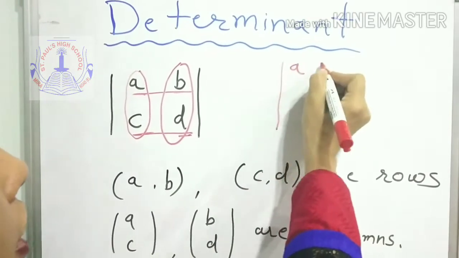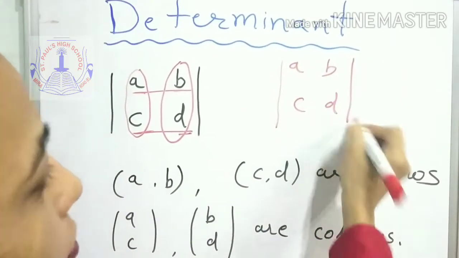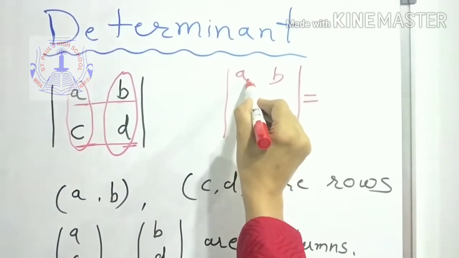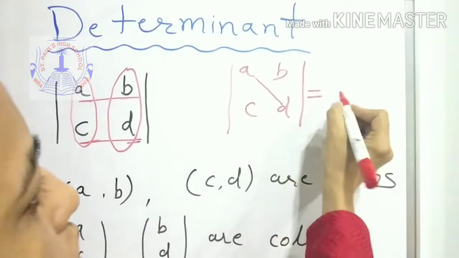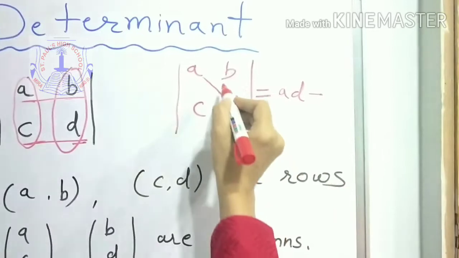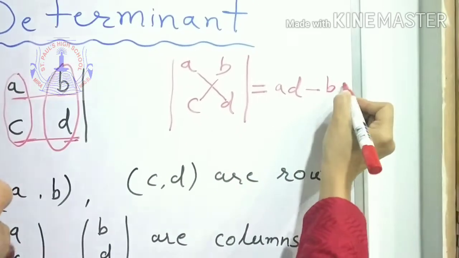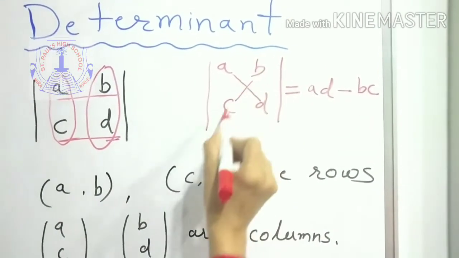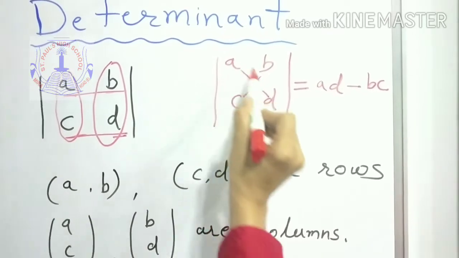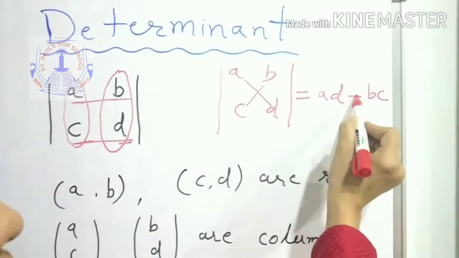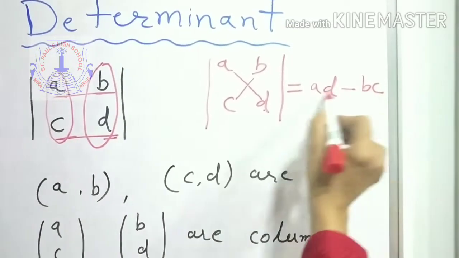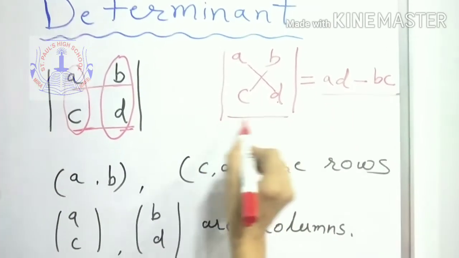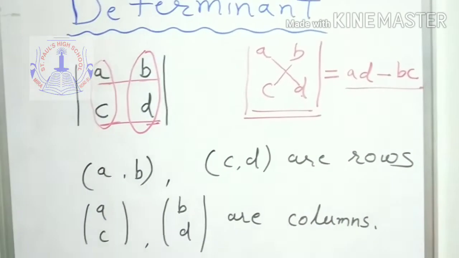If A, B and C, D is a determinant, how to find the value of this determinant? By cross multiplication. You need to multiply A with D, so AD, minus B with C. AD minus BC is the value of this determinant. You need to multiply A and D, then find B and C, and do the subtraction, AD minus BC. This is nothing but the value of this determinant. Let's take an example.